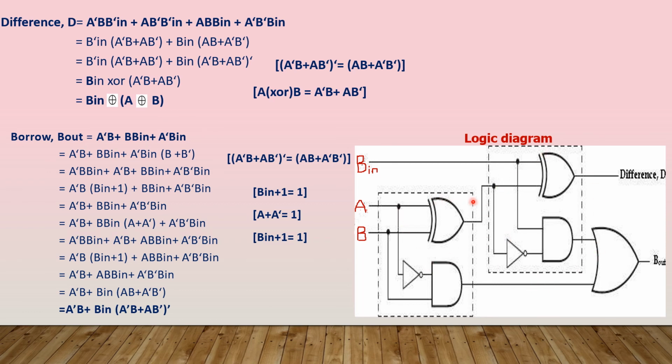Now we can implement the full subtractor using two half subtractors. If you look into this diagram, this is one half subtractor, this is the other half subtractor. And finally we'll be adding one more OR gate here. Now this output is nothing but the difference, which will give you this expression, that is B in XOR A XOR B. In a similar way B out, which will give you the simplified expression here.